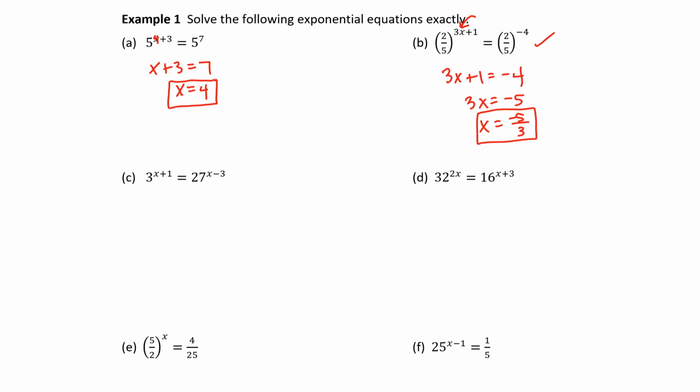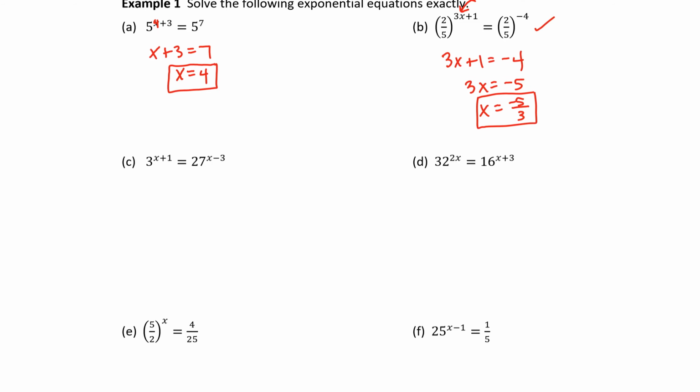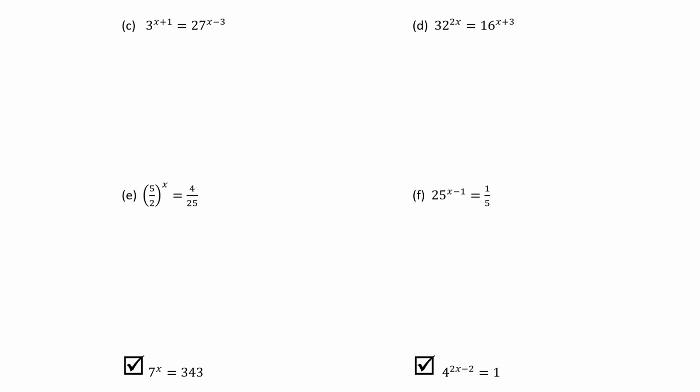Both of those examples were simple and straightforward because we began with like bases. On examples C and D, we're going to have to do a little bit more prep work before we set the exponents equal. Notice these are exponential equations because the variable is in the exponent position. So our goal is to write both sides as a power of a common base. Now make sure you think about powers and not multiples.